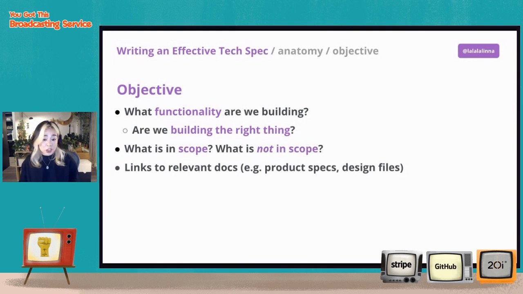And in this section, you also want to add links to relevant documents. So product specs, design files, you might have like a tracking spec from a data team or something, but you want to share those files with your readers as well, so that they have the same context and they'll be on the same page when they're reviewing your proposal, just to give them more information.